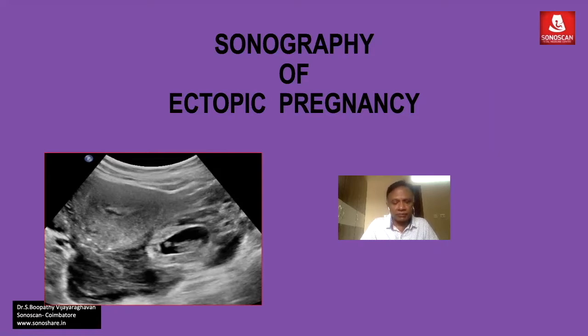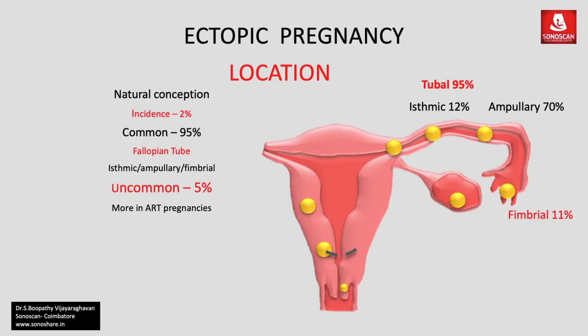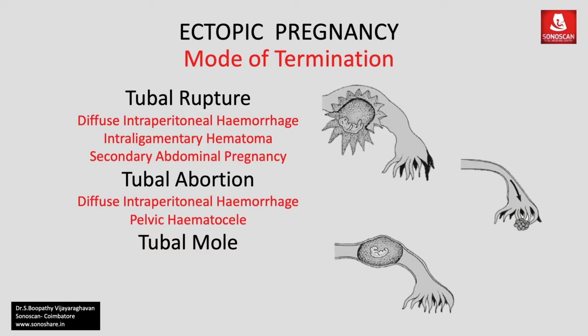Short snippets of the various parts of the lecture video will follow, more common in ART induced pregnancies. The uncommon sites are interstitial, previously called cornual, and it can end up as a tubal mole, which can also, when there is a breach, result in diffuse intraperitoneal hemorrhage, or it can undergo complete absorption.